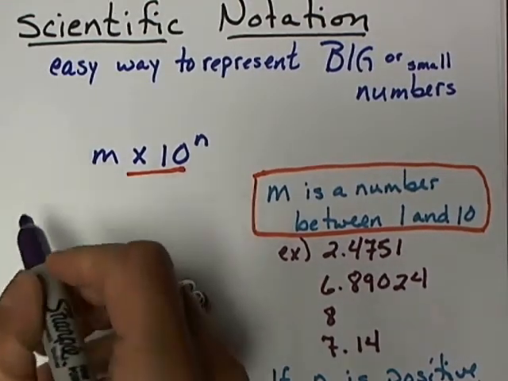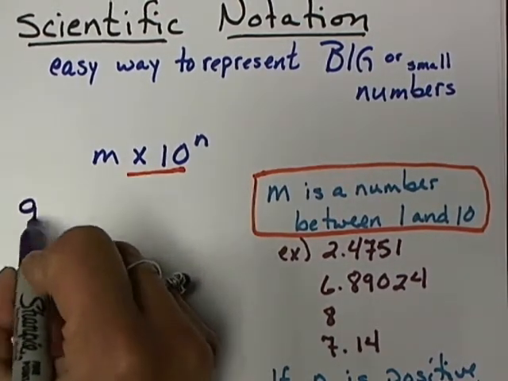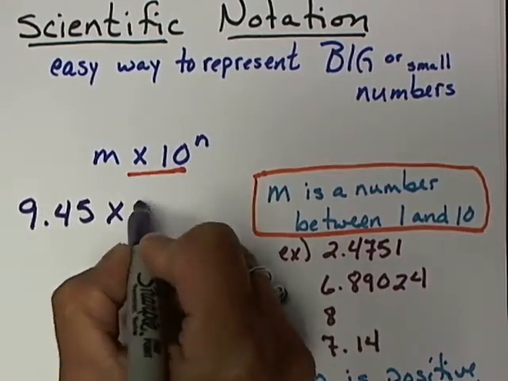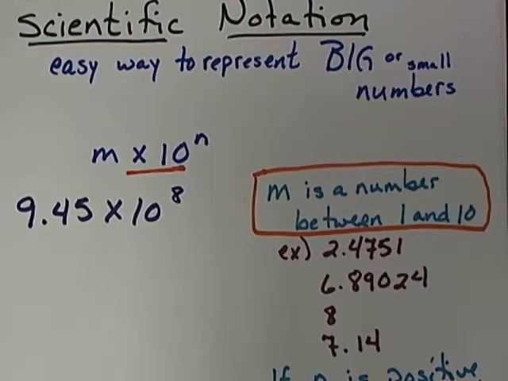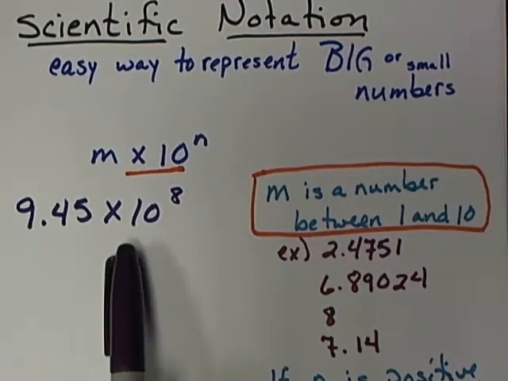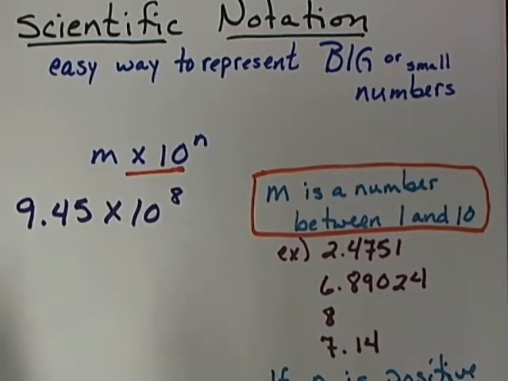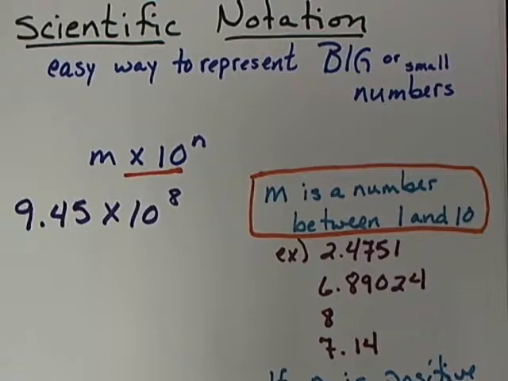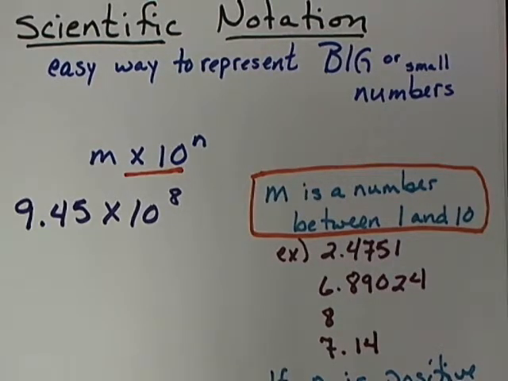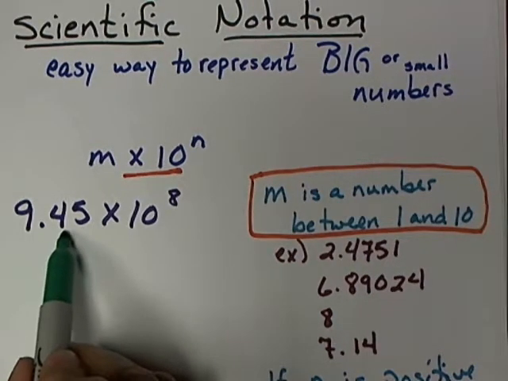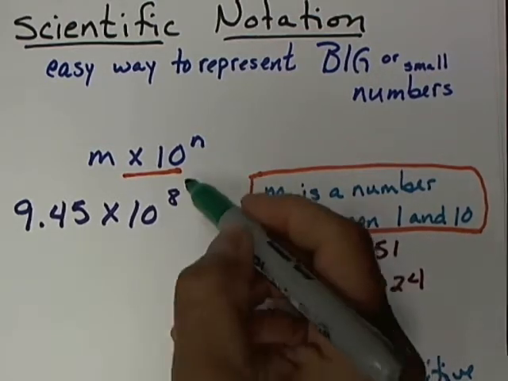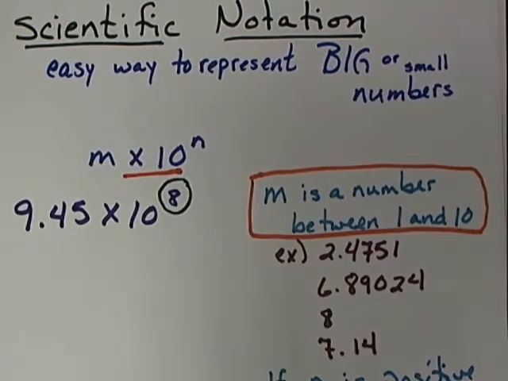But if I had something like 9.45 times 10 to the 8th, that's a scientific notation number. Every time we multiply by a 10, and there's 8 of these, 10 times 10 times 10, etc., it would move your decimal point over, making the number 9.45 larger and larger and larger. To write the decimal equivalent to that, we move our decimal point to the right, because every time we multiply by 10, it just moves the decimal point. We move the decimal point to the right 8 times.